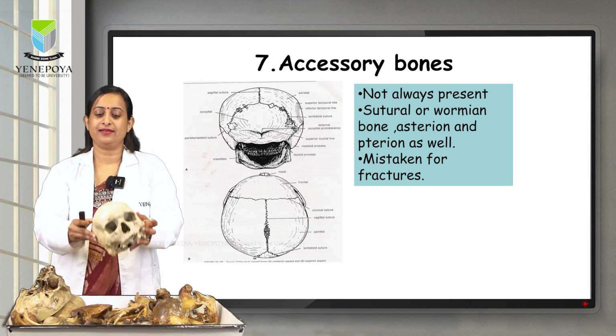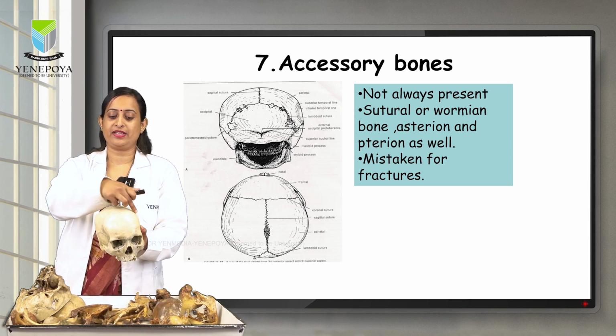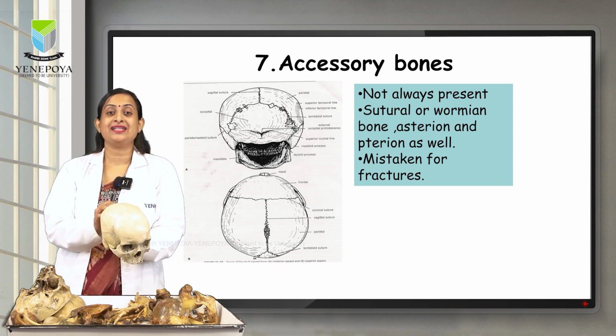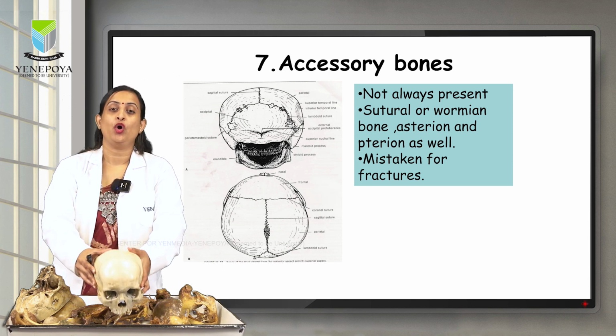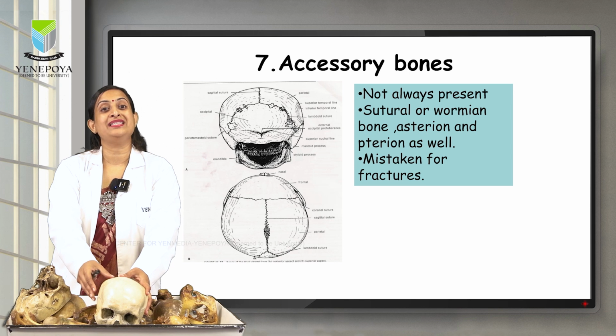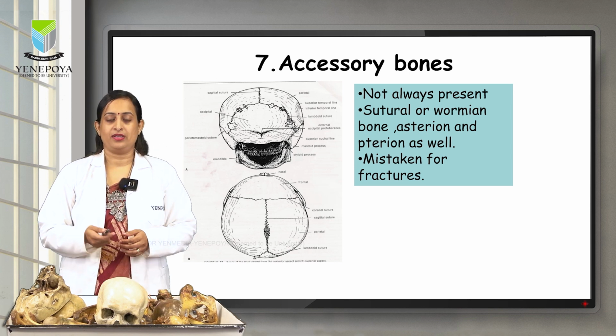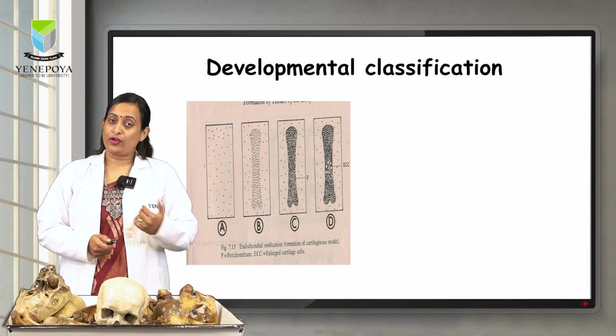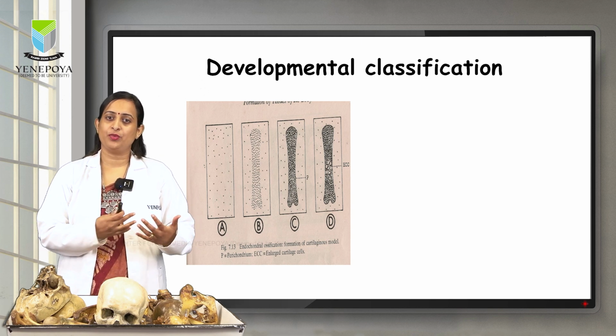What we can see here are the sutures of the skull, where one or two bones are connected. So they can be present at the sutures. They may or may not be present, and they are mistaken for fractures most of the time. So according to the shape, we have classified the bones differently.